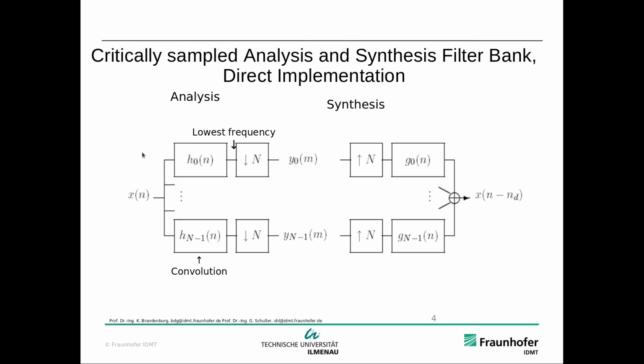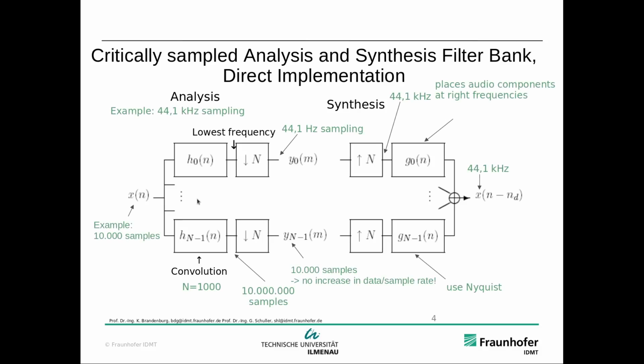Yeah, and here you can see this filtering is basically a convolution, right? A convolution with those impulse responses. Yeah, so here an example. For instance, we have audio, say, from a CD at 44.1 kilohertz sampling frequency. So 44,100 samples per second. And now imagine we have a piece of audio, a very short snippet, 10,000 samples. So like a quarter of a second in this case.